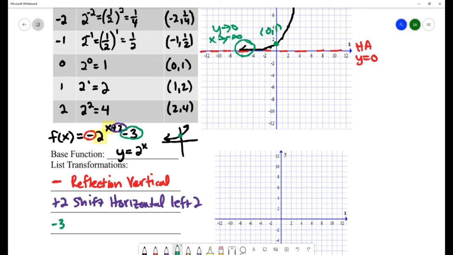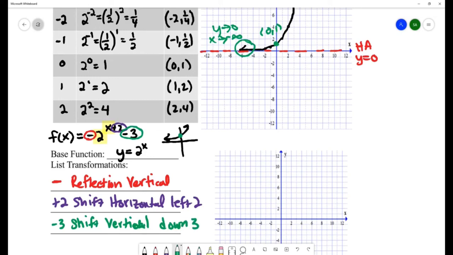Then we have this transformation of minus 3. This is also a shift. Shifts occur when you're adding and subtracting onto your base function. So a shift, and once again, we can determine if it's a horizontal or vertical shift based on the location of that adding or subtracting. So this time the minus 3 is not in the exponent, it's outside of the exponent, and so this is a vertical shift. And vertical shifts, there are two types. You can shift up or down. This is a minus, so that means it is shifting down 3.